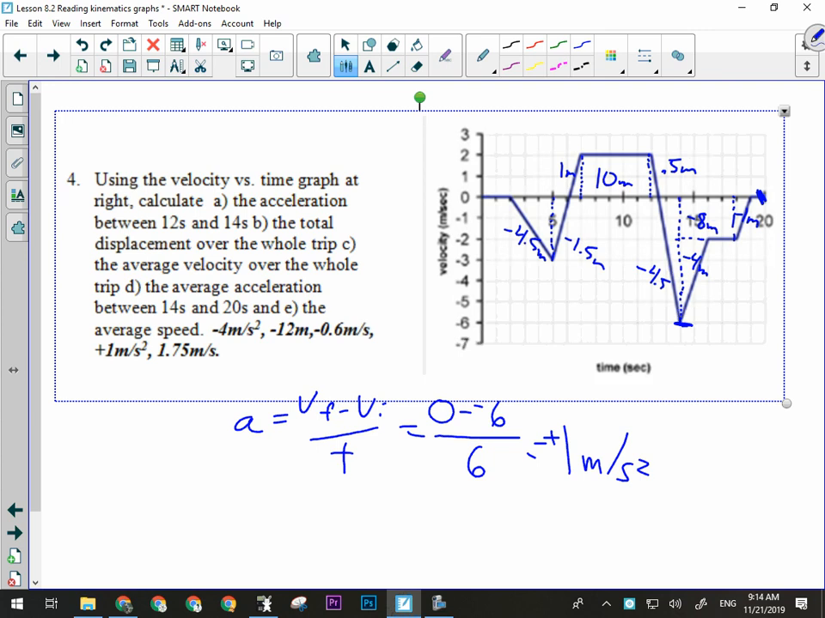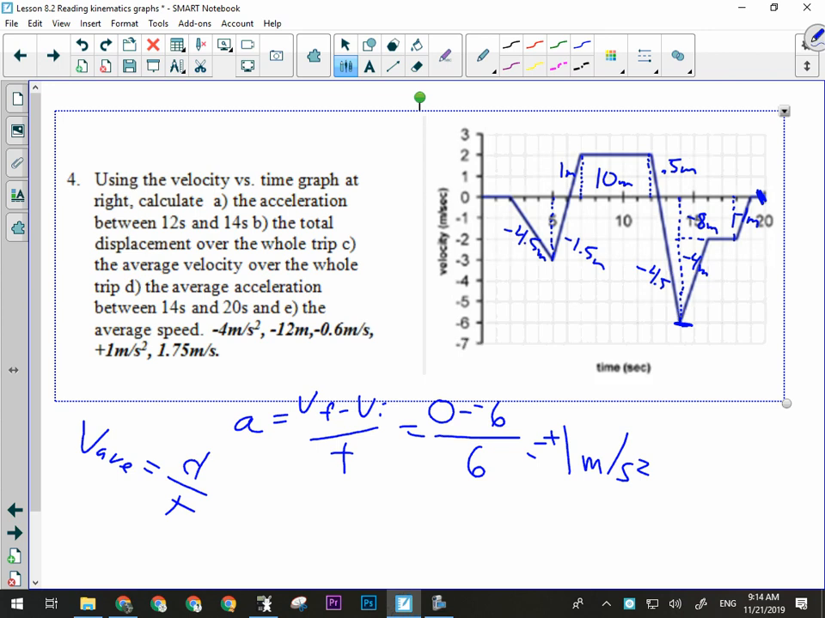And then the last thing is average speed. Again, I've done most of the work for that. I do have to change one thing though. I want to find average speed. I need total distance divided by total time. I found total displacement. I just add all those numbers together, ignoring all the negatives.